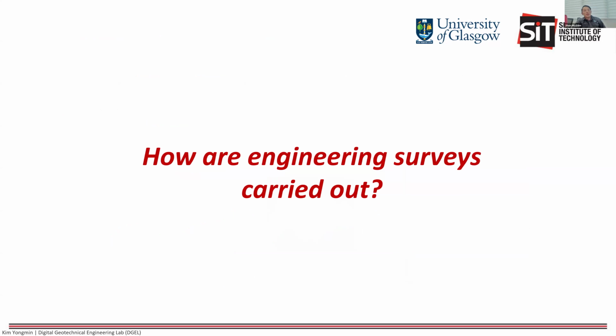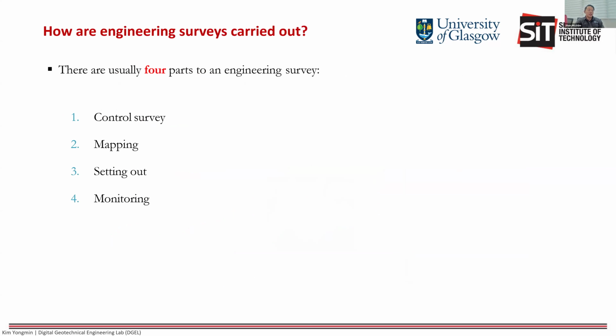So a little bit about how engineering surveys are carried out. They typically follow 4 stages. Control survey. This establishes the permanent reference points. Mapping to collect detailed data. Setting out to translate whatever you design to the site. And monitoring, and that is during the construction and even the post-construction stage.